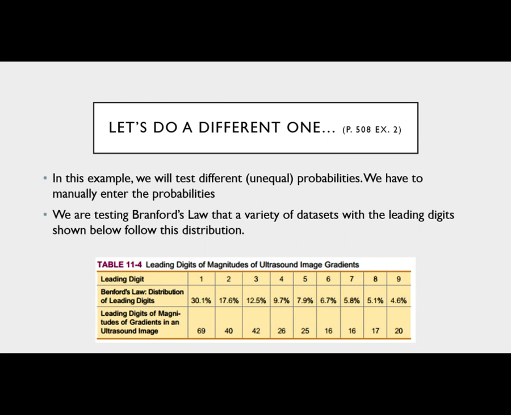We're on page 508. And this is kind of a weird one. According to Benford's law, a variety of different data sets include numbers with leading first digits that follow the distribution shown in the first two rows of this table. Data sets that tend to follow Benford's law include a class of errors in clinical trials, as well as magnitudes of gradients from magnetic resonance imaging, those MRI scans, computed tomography CT scans, and ultrasound images. The bottom row lists the frequencies of the leading digits of the magnitudes of gradients from an ultrasound image.